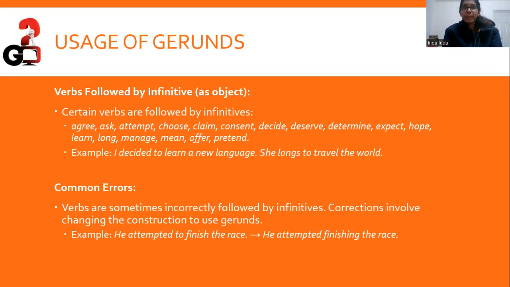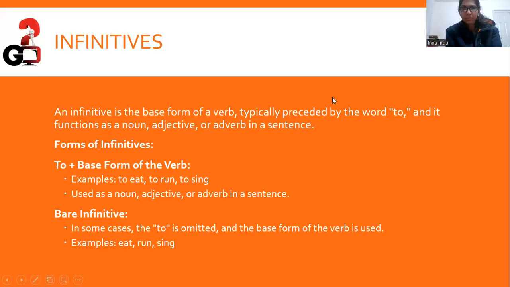Now, he attempted to finish the race. No, it would be he attempted finishing the race. So the correction would be changing the construction to use gerunds. Right? So this is extremely important to note. One must not fall for these common errors.